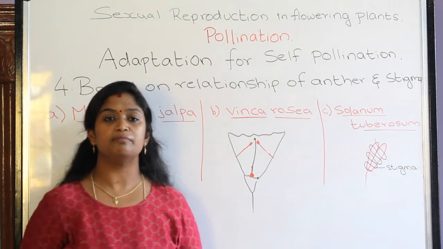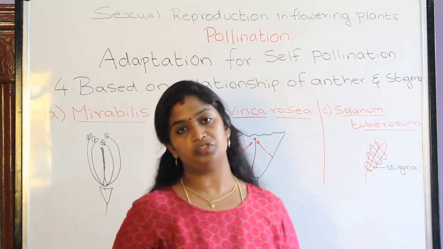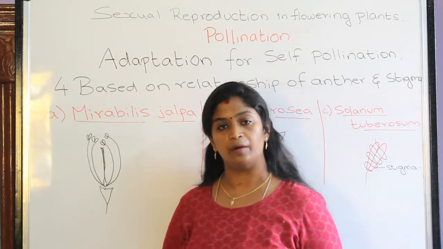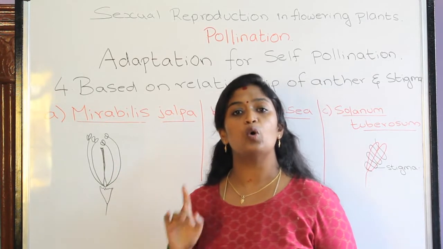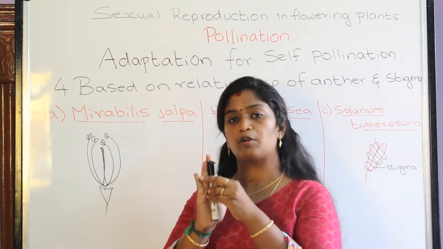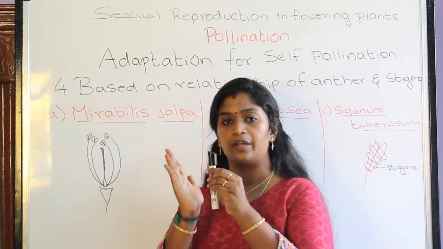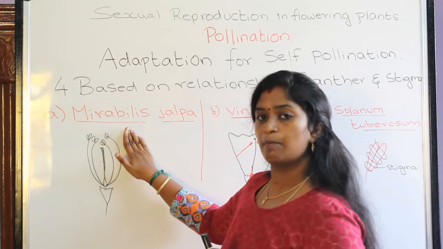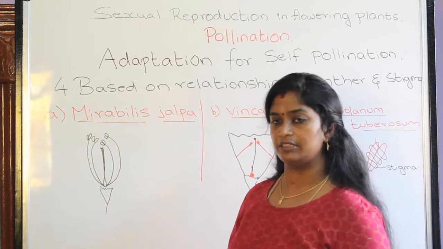The next adaptation is mainly based on the relationship between the anther and the stigma. Let's see first the case of Mirabilis jalapa, the four o'clock flower. In Mirabilis jalapa, once the anther matures, it bends over the stigma to release the pollen grain. Suppose this is the female reproductive unit of the flower and this is the stigma; once the anther matures, it bends over the stigma to release the pollen grain.